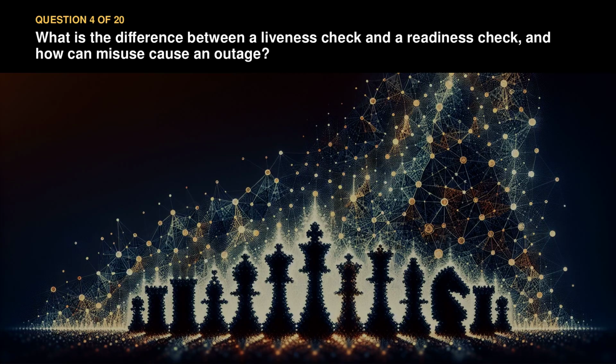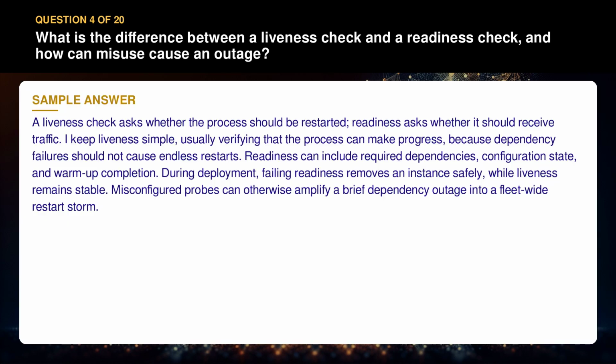Question 4. What is the difference between a liveness check and a readiness check, and how can misuse cause an outage? A liveness check asks whether the process should be restarted. Readiness asks whether it should receive traffic.